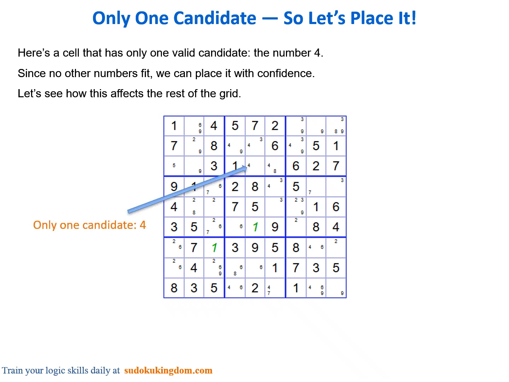Only 1 candidate, so let's place it. Here's a cell that has only 1 valid candidate, the number 4. Since no other numbers fit, we can place it with confidence. Let's see how this affects the rest of the grid.